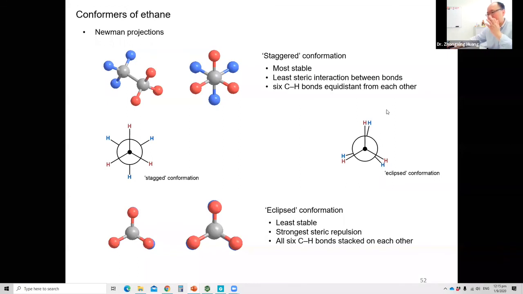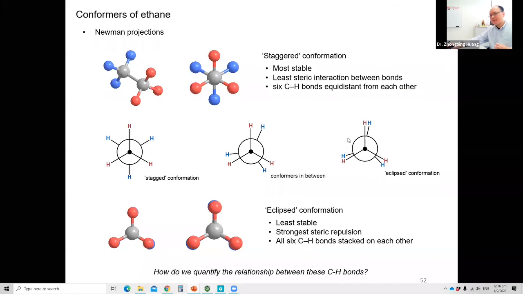So all six CH bonds are stacked on each other. Okay, these two are the two extreme conformers of hexane. This one is equidistant, this one is all stacked. The conformers in between are where this red and this blue are away from each other, but the distances are different. You can see this distance is smaller than this distance. This is all the conformers in between these two extreme examples.